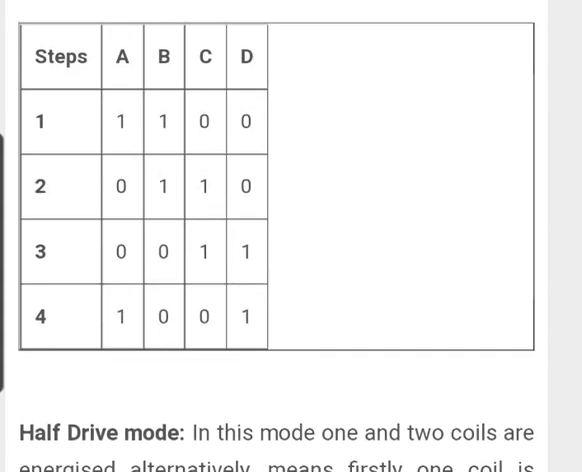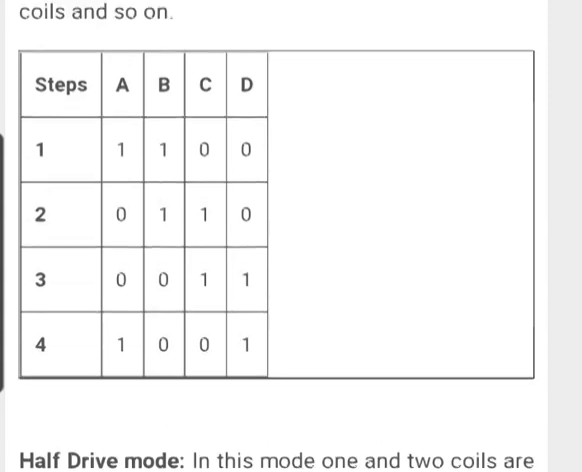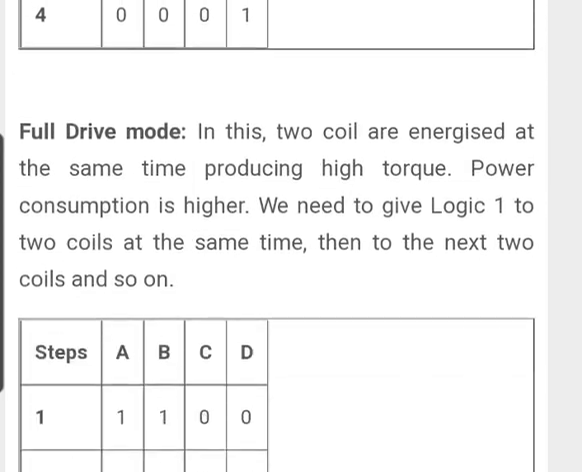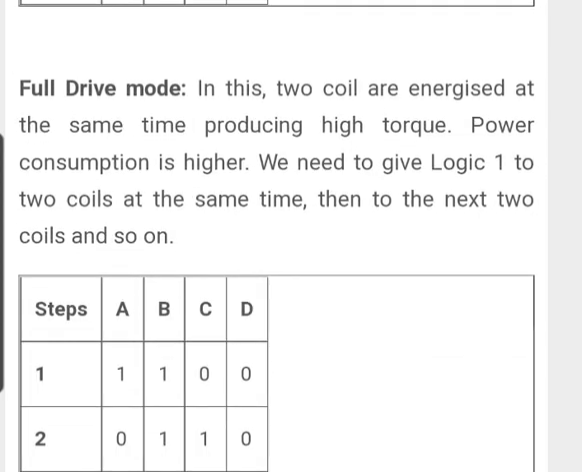Logic 1 is given. So this is the main difference between the wave drive and the full drive: the logic 1 is given to one coil at a time in wave drive, and logic 1 is given to the 2 coils at the same time in the full drive.